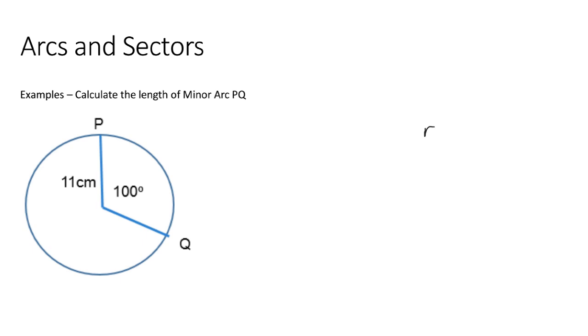So my radius is 11 centimetres. Because I've got my radius, I can calculate my diameter. Diameter is twice as big as the radius. My angle is 100 degrees. And for good measure, I'll include pi.